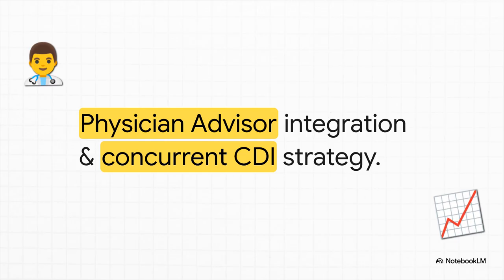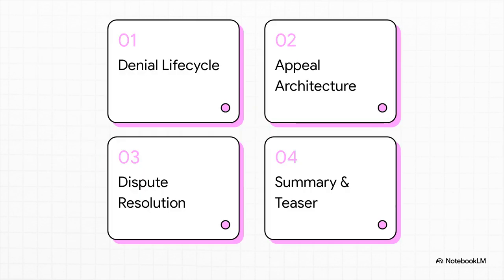What on earth do we do when, despite all of our best efforts and picture-perfect documentation, the payer still denies the claim? Here is our executive syllabus for today. We'll be looking at 4 main pillars. First, the end-to-end denial lifecycle. Second, strategic appeal architecture. Third, contractual dispute resolution. And fourth, we'll wrap up with our capstone summary and a quick teaser for next time.